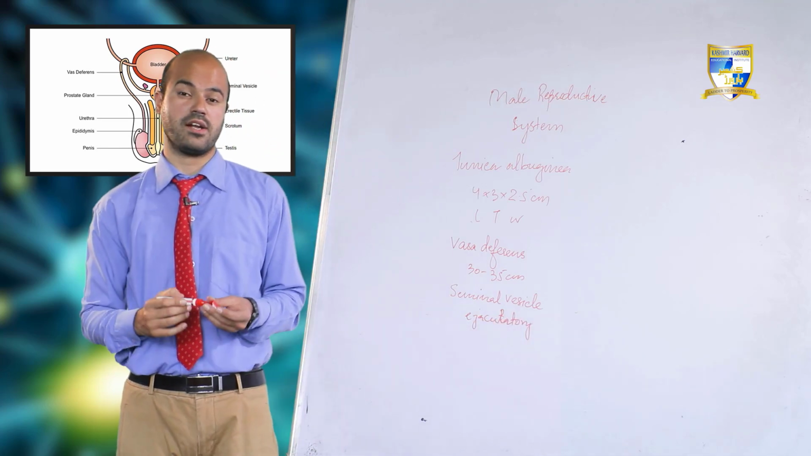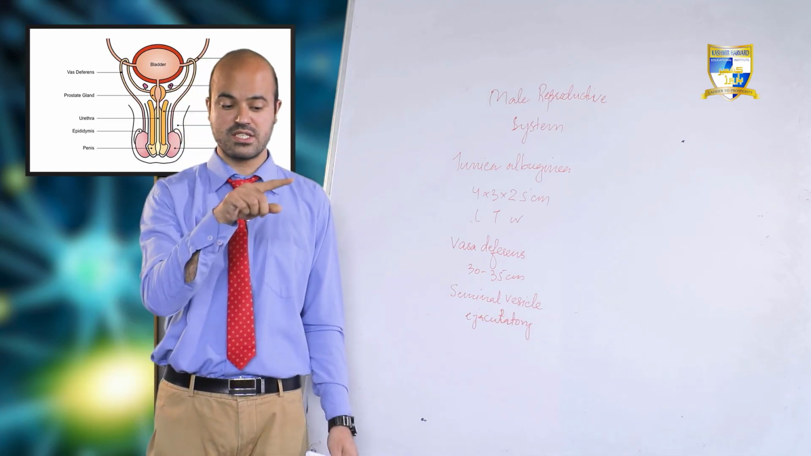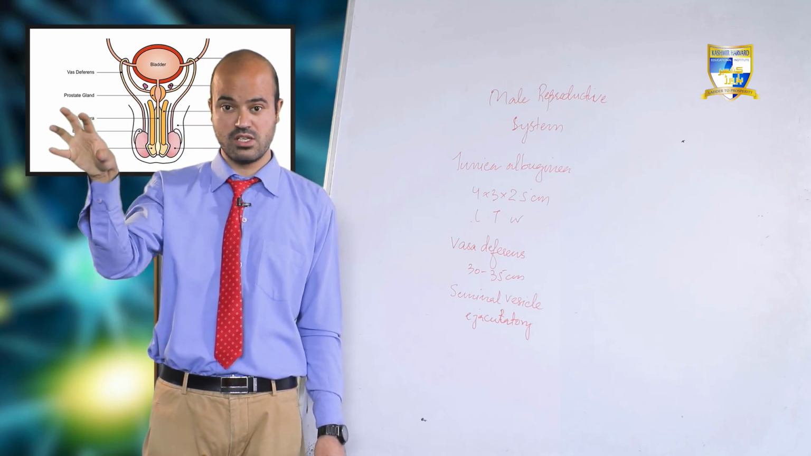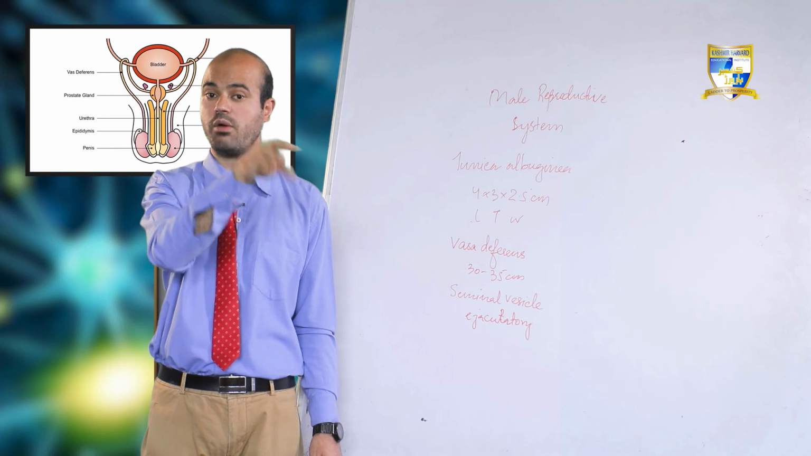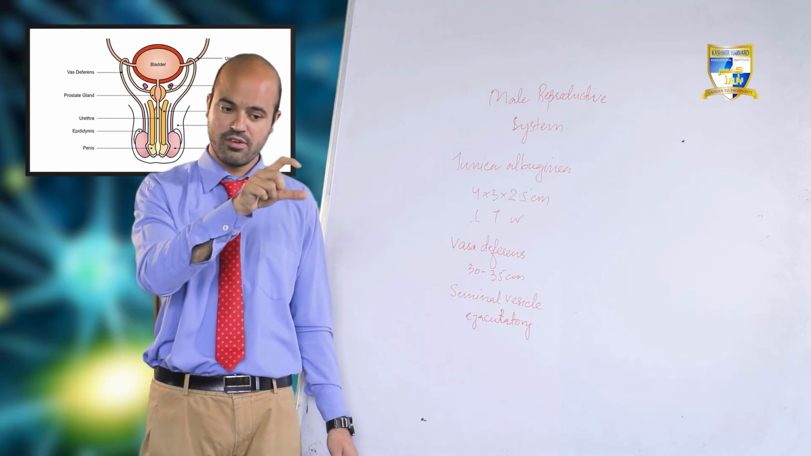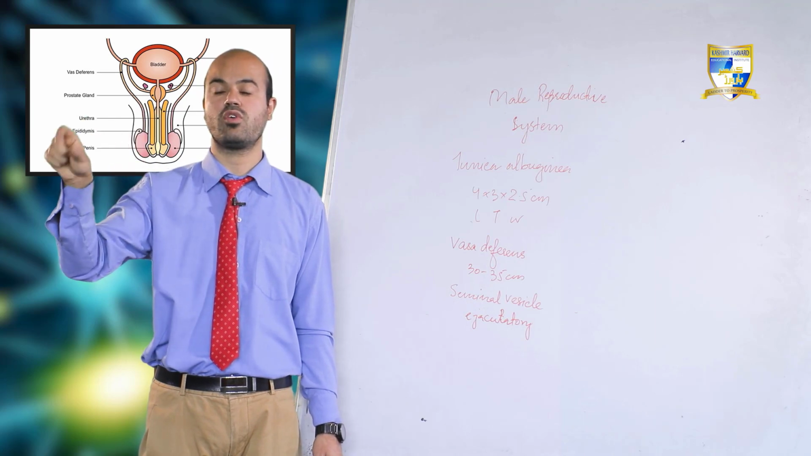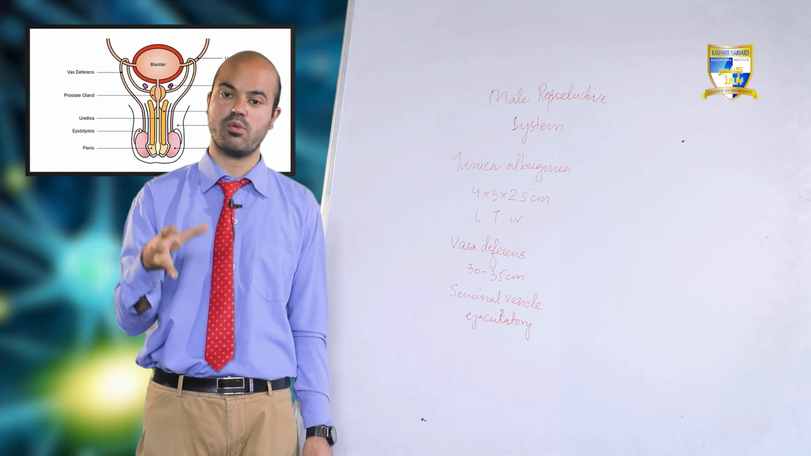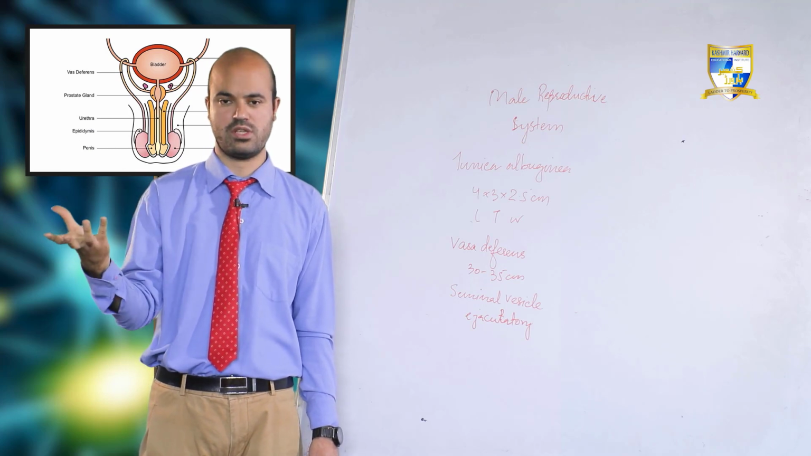The vas deferens starts at the end of the epididymis, and when it passes over the urinary bladder, it receives the duct from the seminal vesicles, which is an accessory gland present in the male reproductive system. After receiving the duct from the seminal vesicles, it moves further as the ejaculatory duct, which is simply connected with the next part of the male reproductive system, which is the urethra.